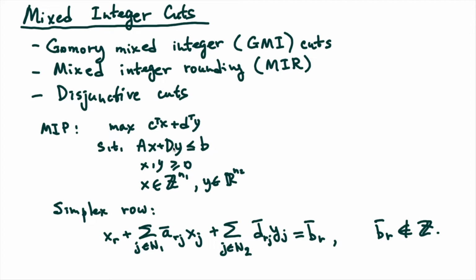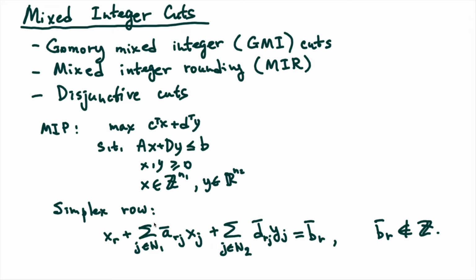Okay, so if we try to apply the same logic for the mixed integer case, let's see what is happening in this case. So now the simplex row in our case is going to look like this. So you have x_r, assume that we are talking about the row r, where x_r is the basic variable, and we have two sets of non-basic variables. The first one is given by N1, so these are the non-basic variables corresponding to the integer set, and the set N2 corresponds to the non-basic variables from the continuous set.